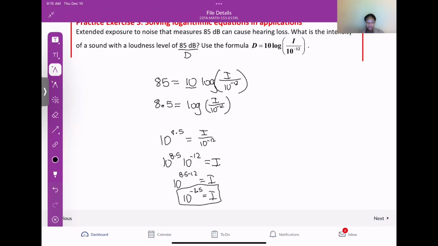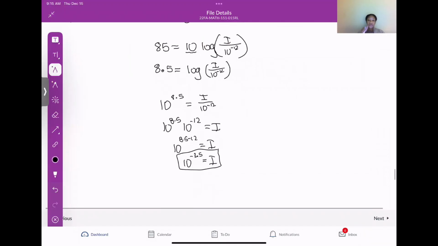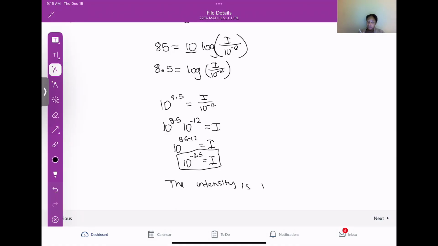And that's our answer. This would be 10 to the negative 3.5. We said the intensity was measured in watts per square inch, so the intensity is 10 to the negative 3.5 watts per square inch.